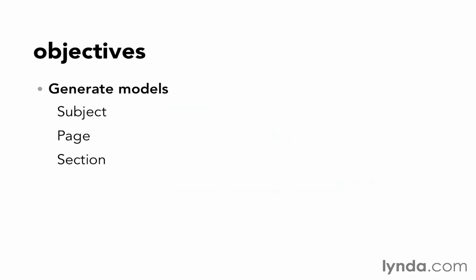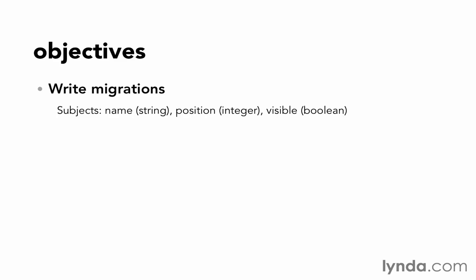Here are your objectives for your assignment. Generate the models for the subject, the page, and the section. And remember, when you generate a model, a migration file is included. Then, write the migrations. For the subjects, you'll have a name column, which will be a string, a position, which will be of type integer, and visible, which will be of type Boolean.